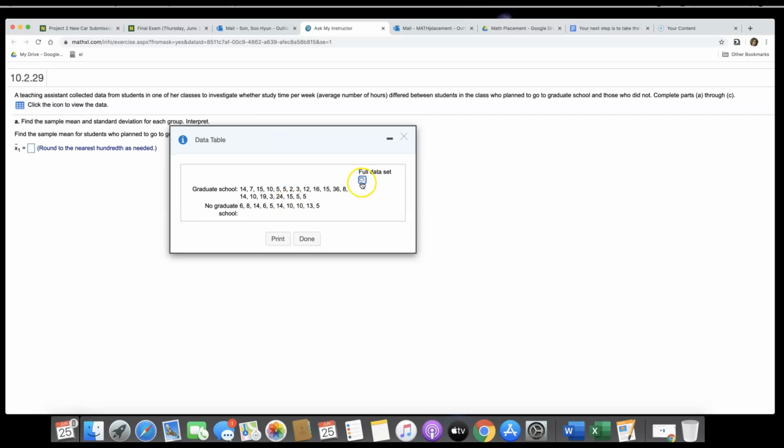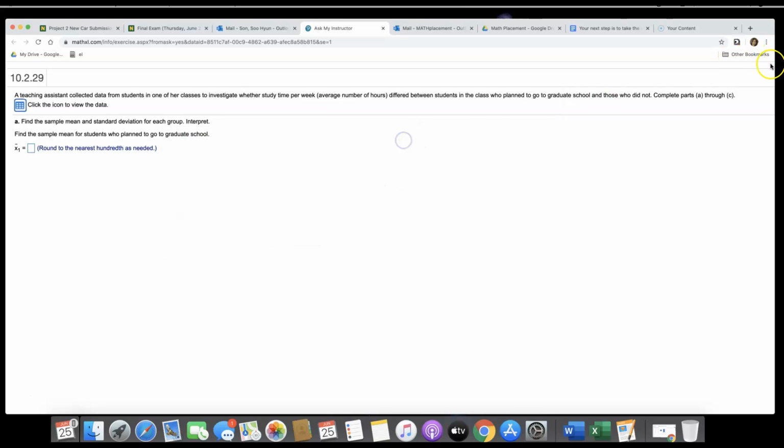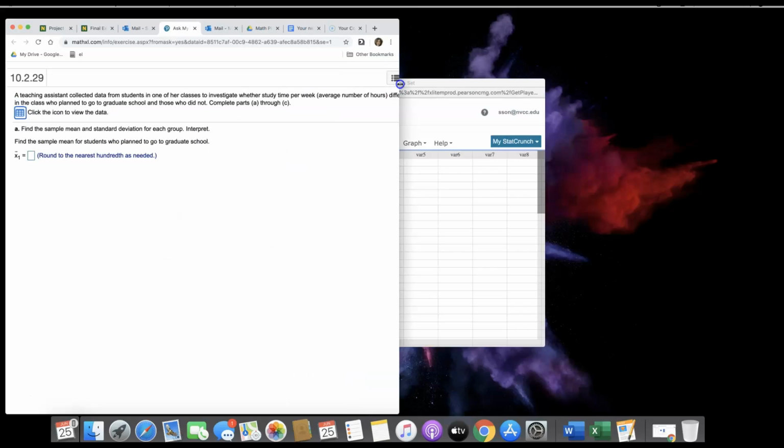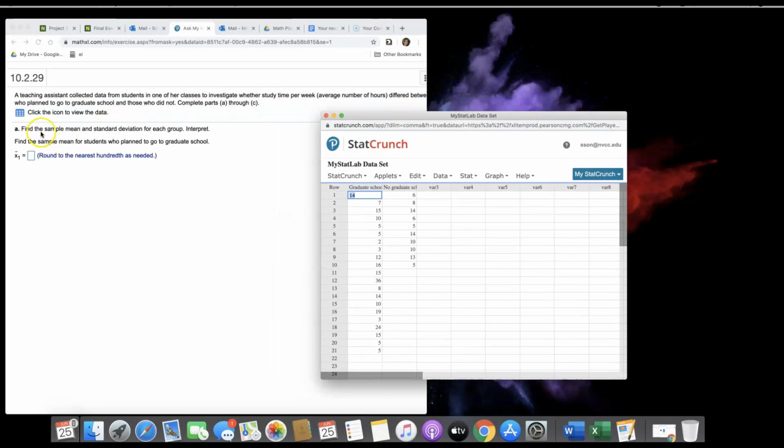Let me go ahead and send it straight to StatCrunch so that we can work with it, okay? So this is good that we just got it open on StatCrunch. Got two screens open right here. So let's take a look. Find the sample mean and standard deviation for each group.